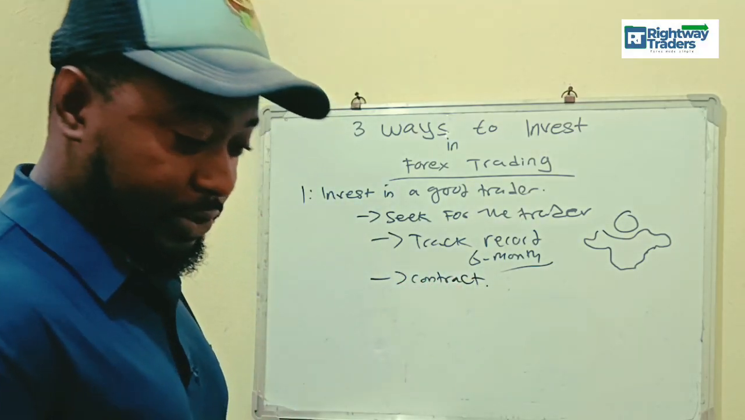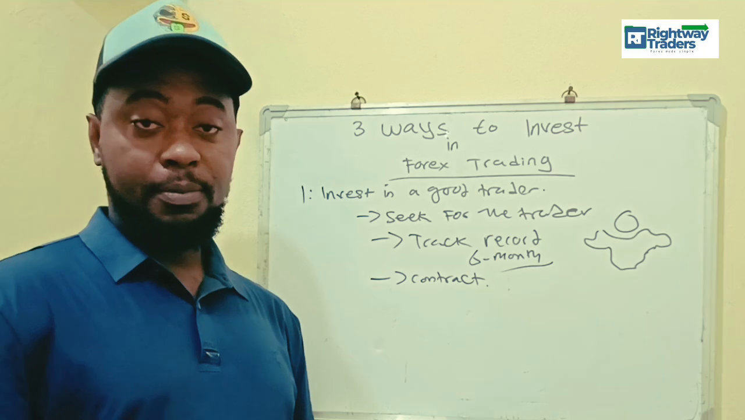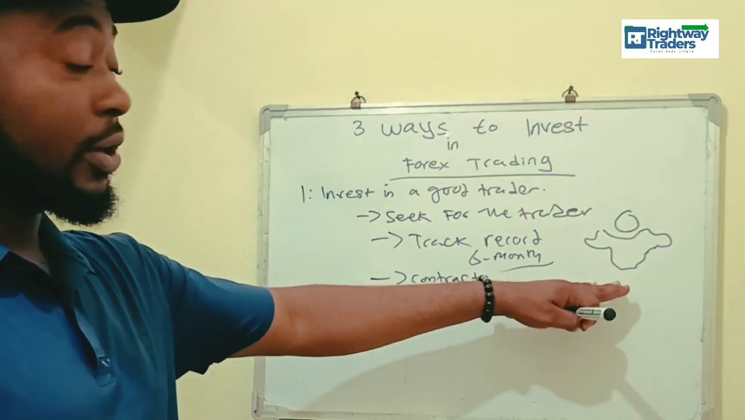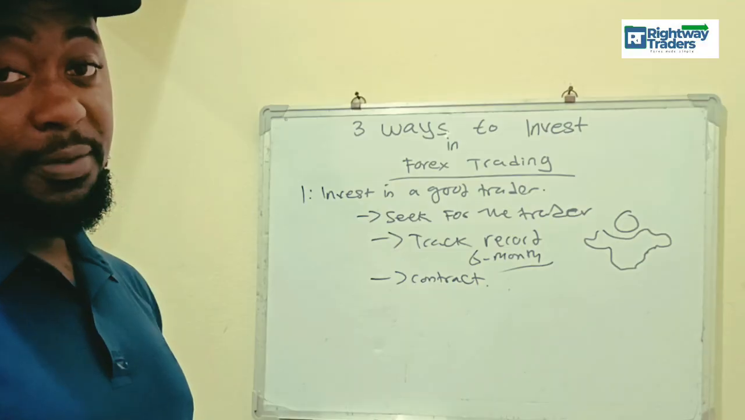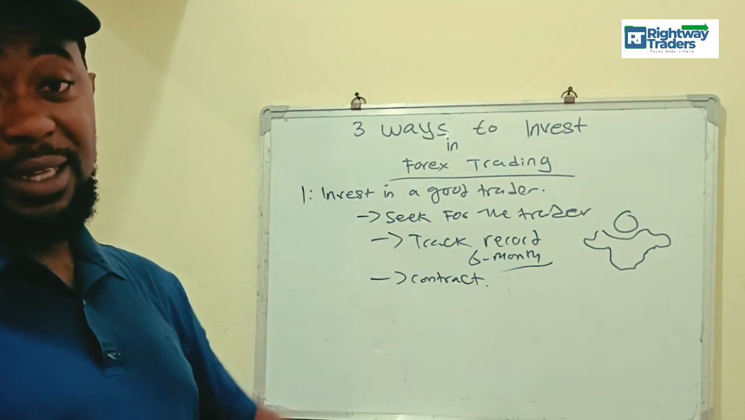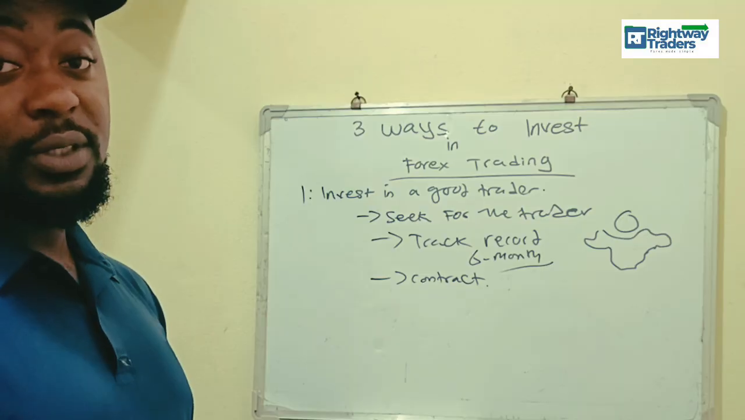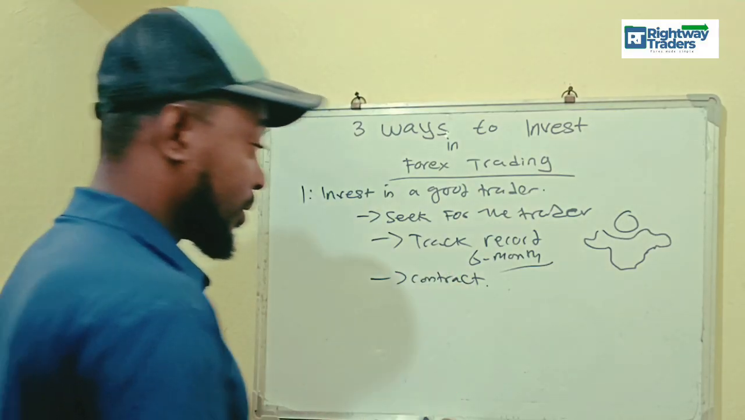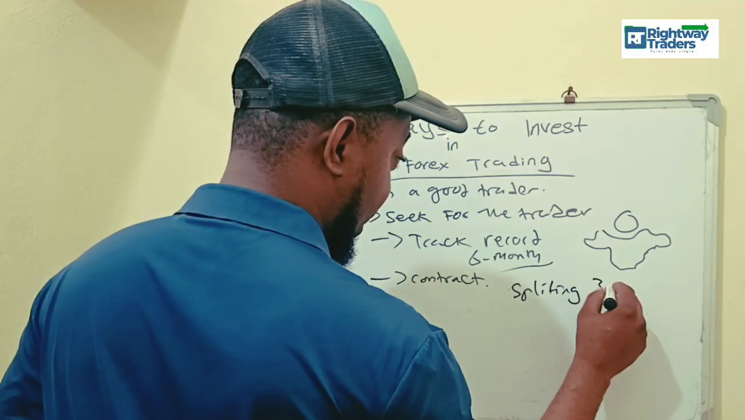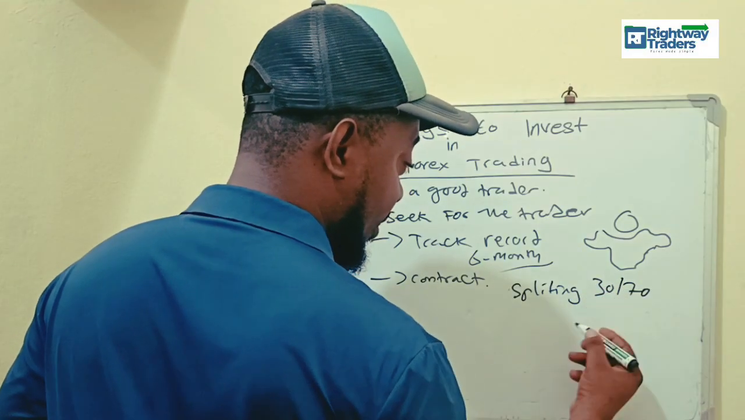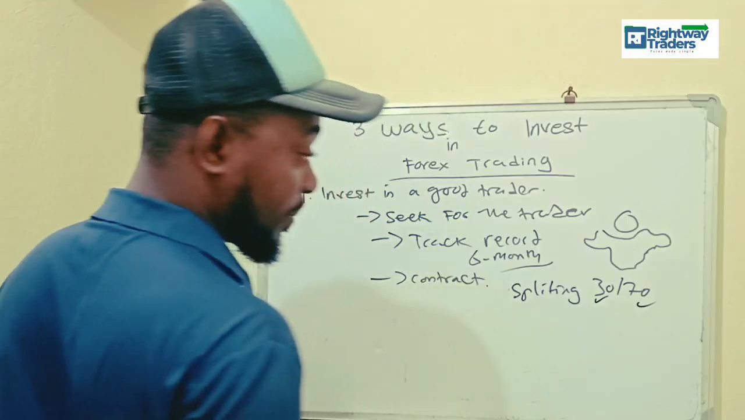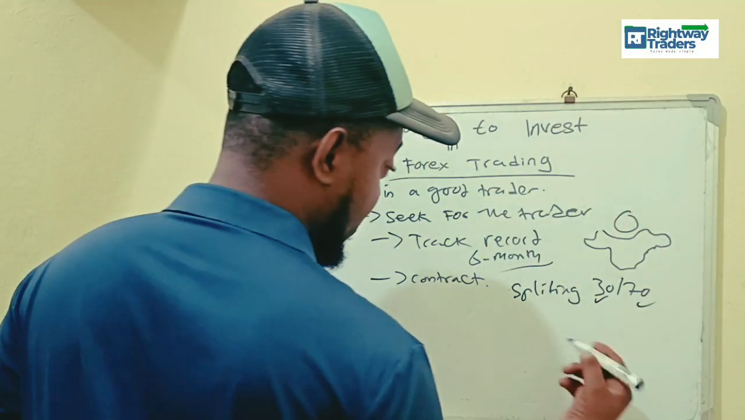Now the contract is you are going to make a deal with the trader on how much you are going to be raising as a capital for that trader. How much is he going to split with you? And then every other thing that has to do with the deal that you have to sign, you are going to discuss it. The splitting could be 30, 70, or anyhow you agree with the trader. The trader takes 30% and you take 70% of the profits that is being made.